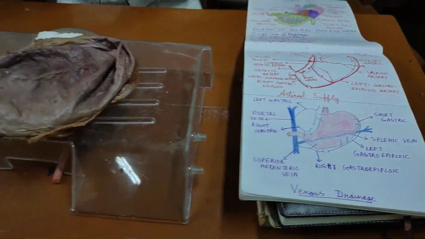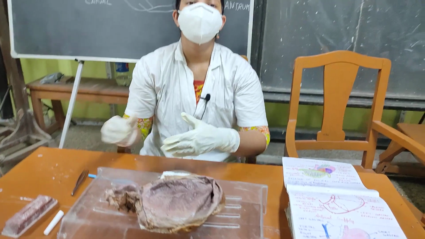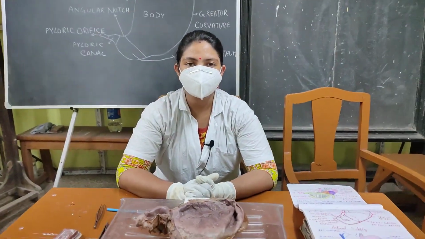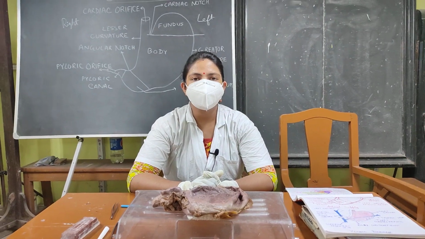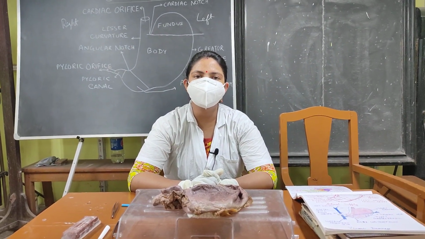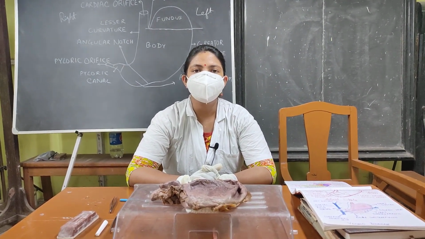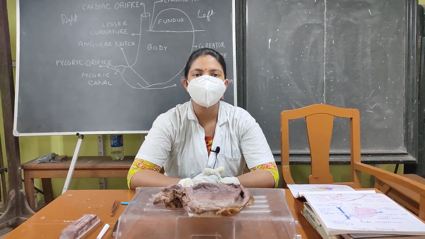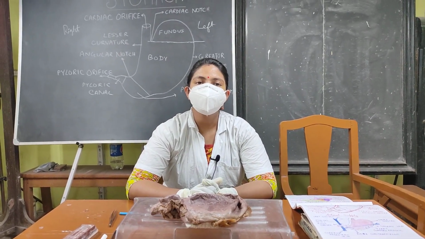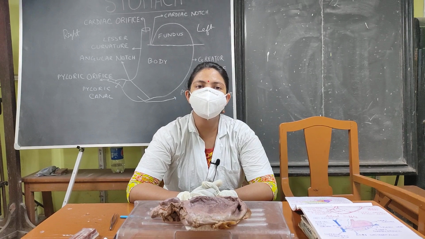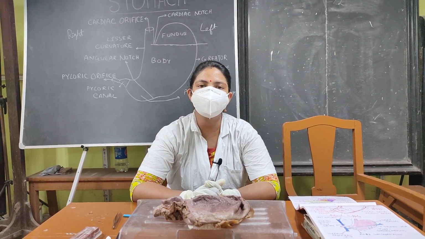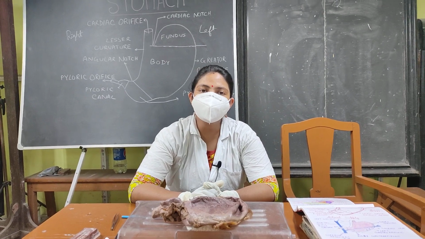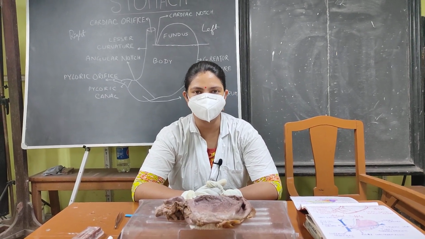Now, coming to the nerve supply, the stomach has both parasympathetic and sympathetic supply. The sympathetic supply comes from the celiac plexus. It is vasomotor. It causes contraction of the pyloric sphincter and helps in gastric filling, but it is inhibitory to the gastric musculature.